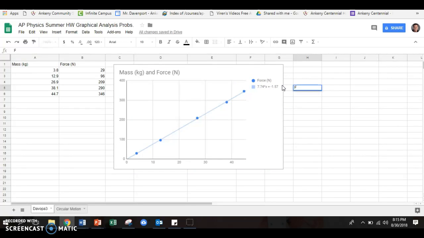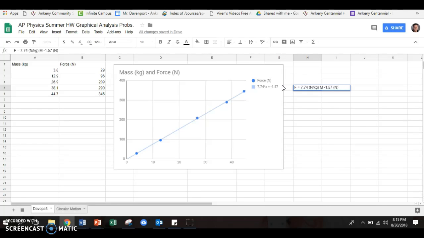Our y value is force in this case. Our slope is about 7.74. The units for that would be newtons per kilogram. Our x value, or our x variable, is the mass, so we're going to go ahead and call that m. And then it looks like minus 1.57, and that would be in units of newtons.